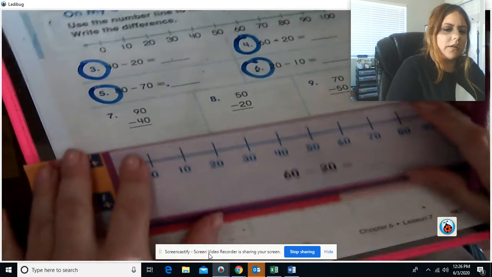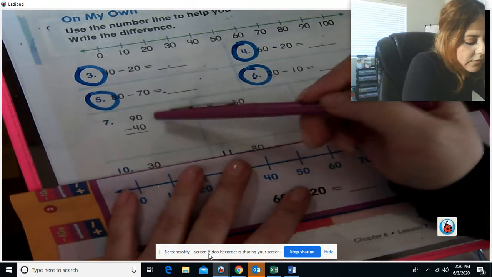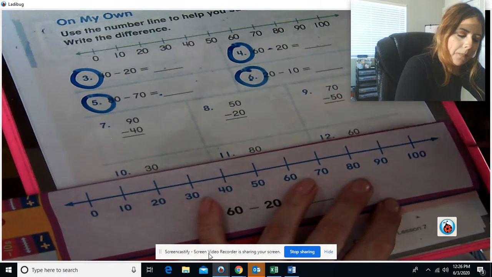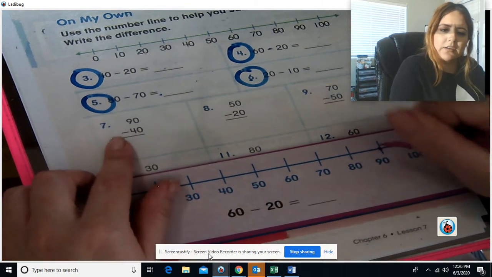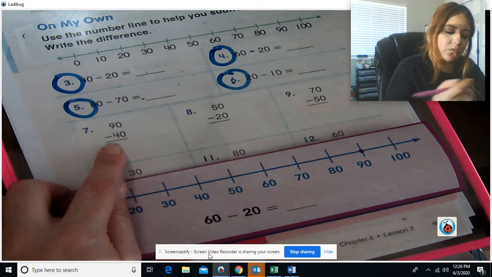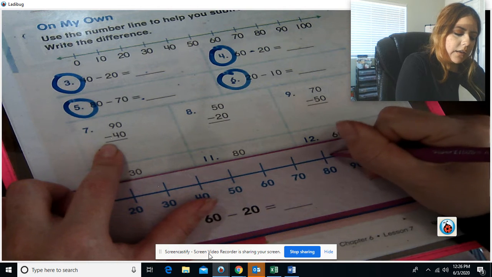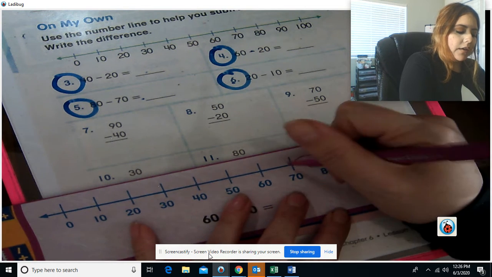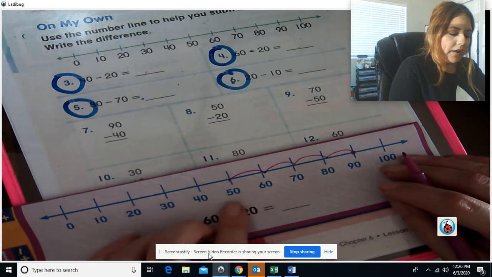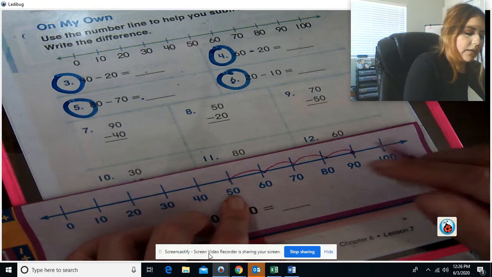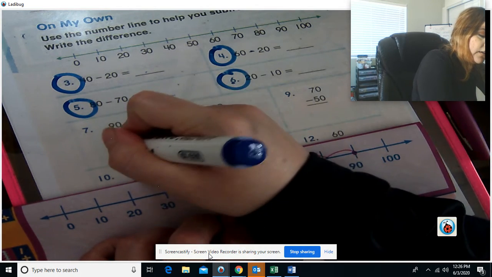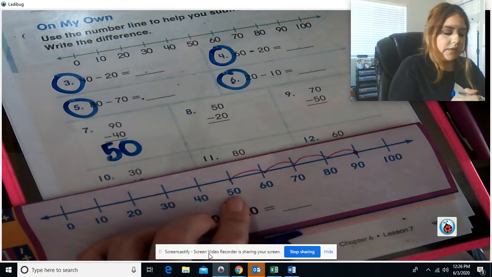Here I have my number line. Number 7: 90 minus 40. So I'm going to start at 90 and jump back 40. 10, 20, 30, 40. So my answer is 50. So I know that 90 minus 40 equals 50.